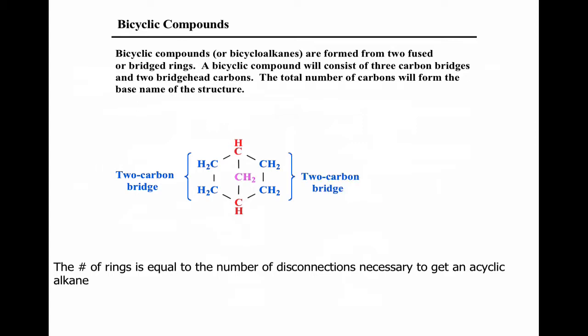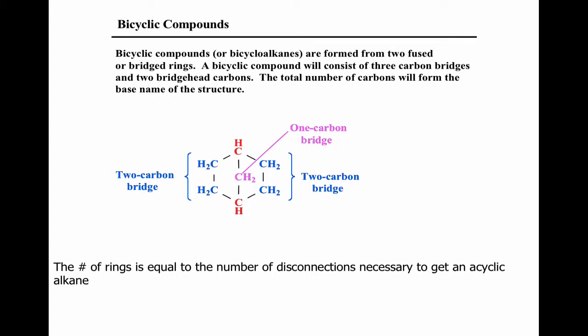We have another 2-carbon bridge. And we have a 1-carbon bridge. These 2 carbons at the ends that are here in red are called the bridgehead carbons. They connect the rings together. Okay? So we have the bridgeheads. We have a 2-carbon bridge, a 2-carbon bridge, and a 1-carbon bridge.